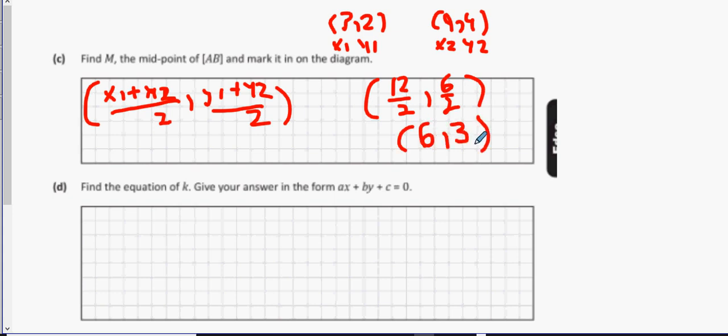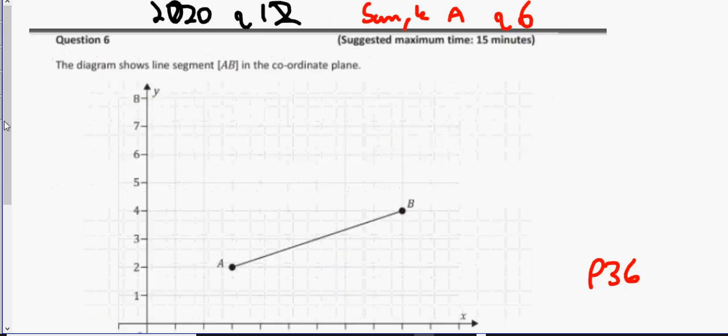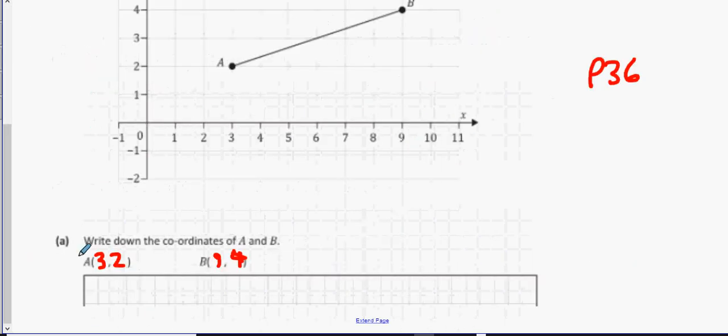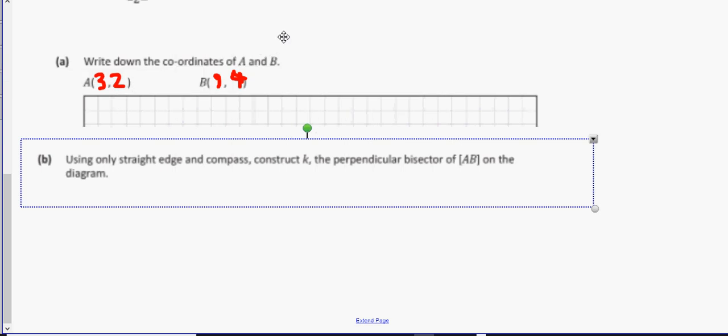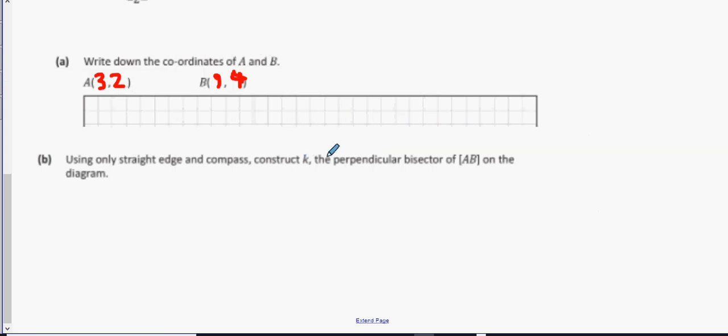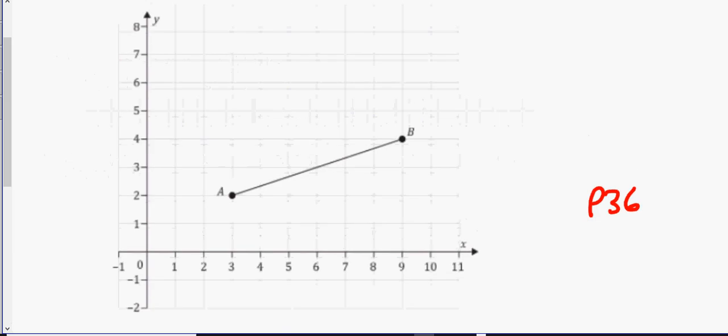Okay, find the equation of k. You have to construct k in the previous question. Oh, I skipped one, did I? It's part B. I missed part B. Using a compass and straight edge, construct k, the perpendicular bisector of AB on the diagram. Okay, got to do the perpendicular bisector.